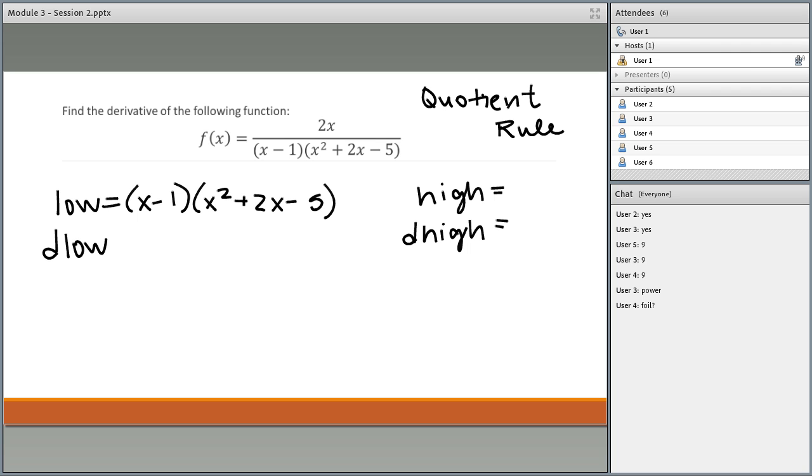And again, I do want to mention, you can distribute the x minus 1 all the way through, and then you wouldn't have to use the product rule when you calculate d low. I'm going to leave it, just to show us how it would be done if we didn't distribute. Okay, and the numerator, we have 2x, and d high, or the derivative of 2x, we just get 2.